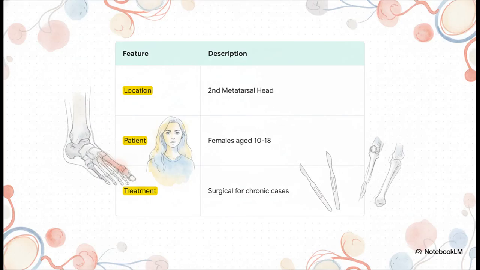All right, next up is Morbus Köhler II. But wait, don't get it mixed up with the first one. This is also called Freiberg-Köhler disease, and it's in a totally different spot. This one hits the head of the second metatarsal, so the pain is going to be in the forefoot, right there at the base of their second toe.